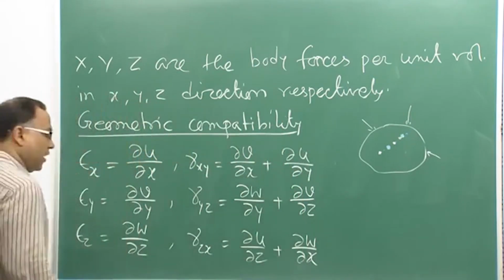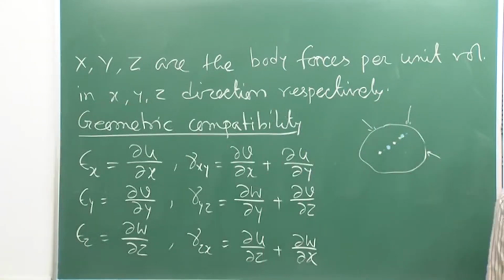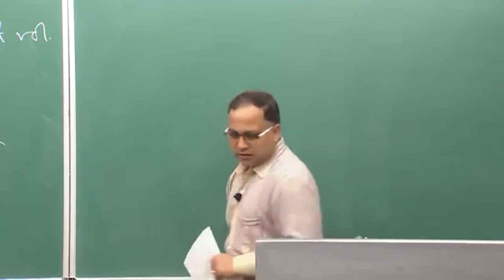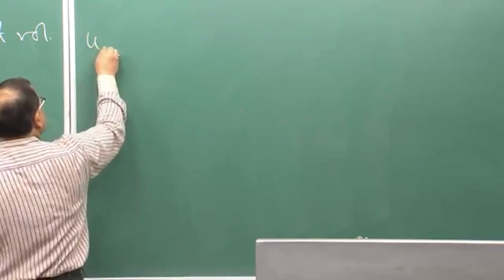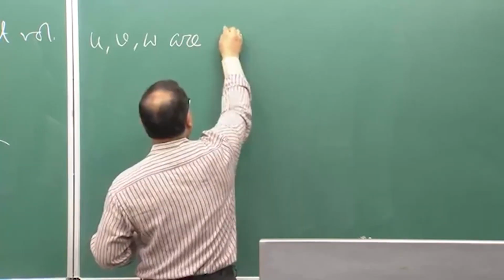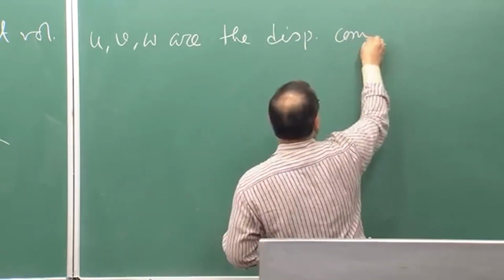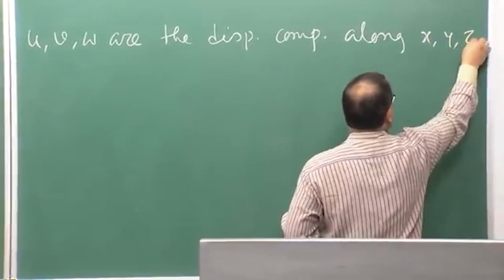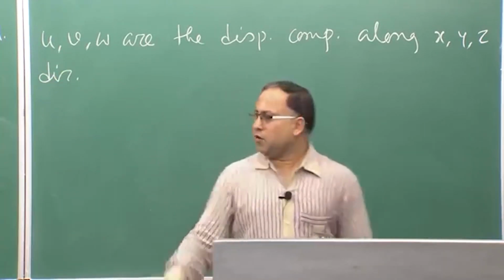Okay. Where u, v and w are the velocity or the displacement components. If it is time dependent, then velocity, or otherwise displacement. So, u, v and w are the displacement components along x, y and z directions. Already we have derived that.